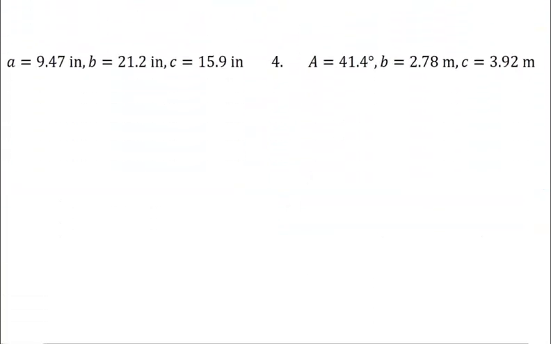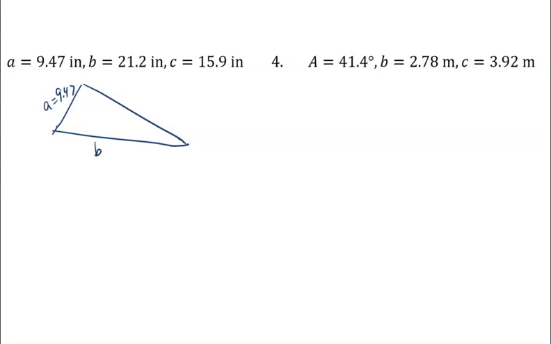Okay, with these two, we just need to draw our triangles first. They don't need to be perfectly drawn to scale, but as long as we can kind of tell where things go. I'm just going to draw triangles that kind of look equilateral. Actually, no, I'm not. I'm going to make one side longer. So my short side will be A, which is 9.47. My longest side will be B, which is 21.2. And the middle side will be C, which is 15.9. So that makes this angle C, this angle A, and this angle B.